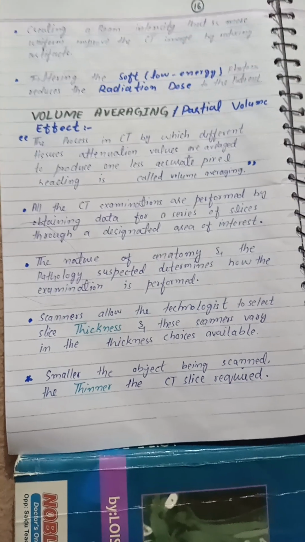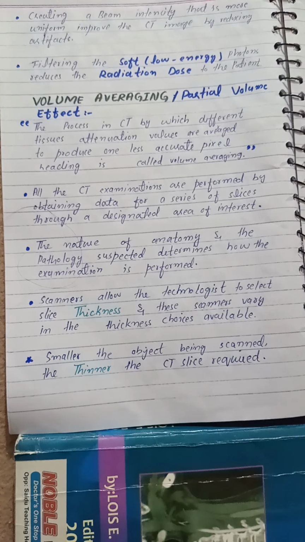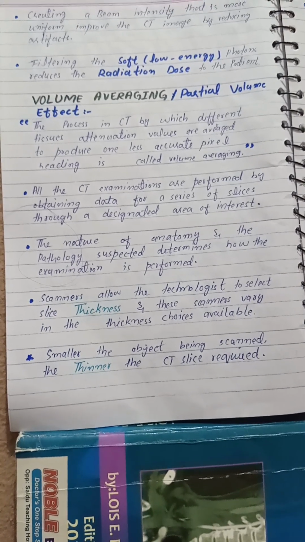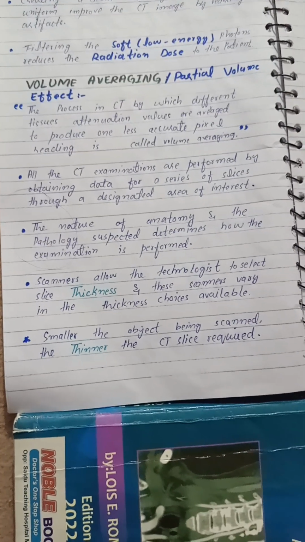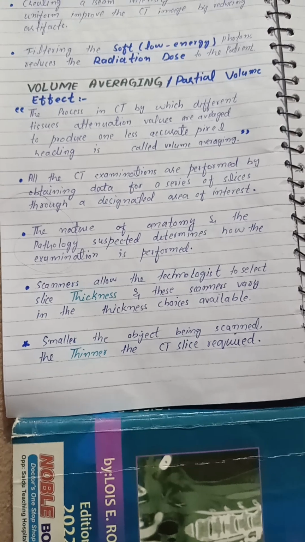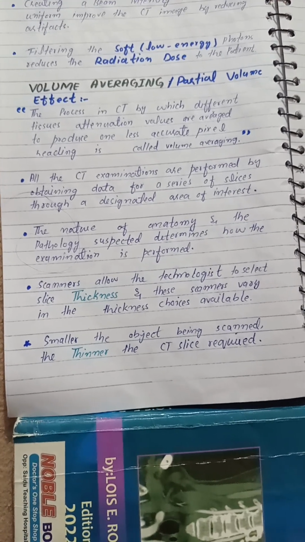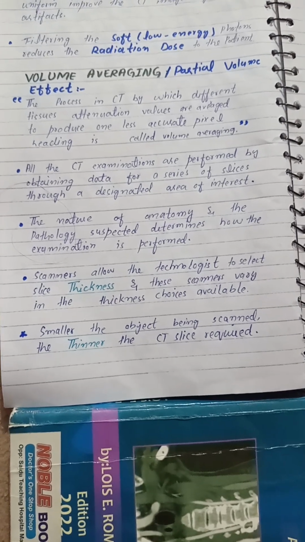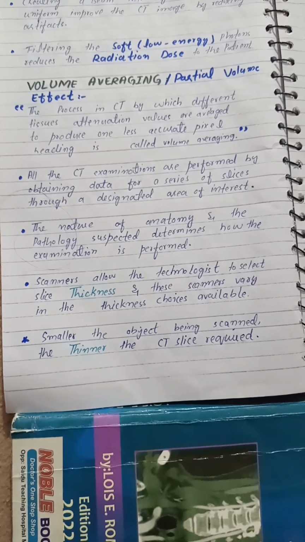Volume averaging, partial volume effect. The process in CT by which different tissue attenuation values are averaged to produce one less accurate pixel reading is called volume averaging. All CT examinations are performed by obtaining data for a series of slices through a designated area of interest. The nature of anatomy and the pathology suspected determines how the examination is performed.